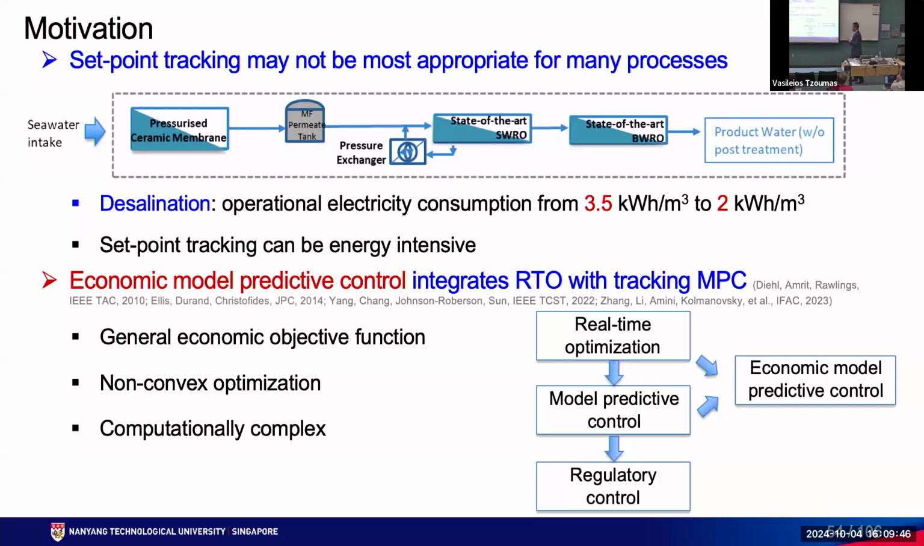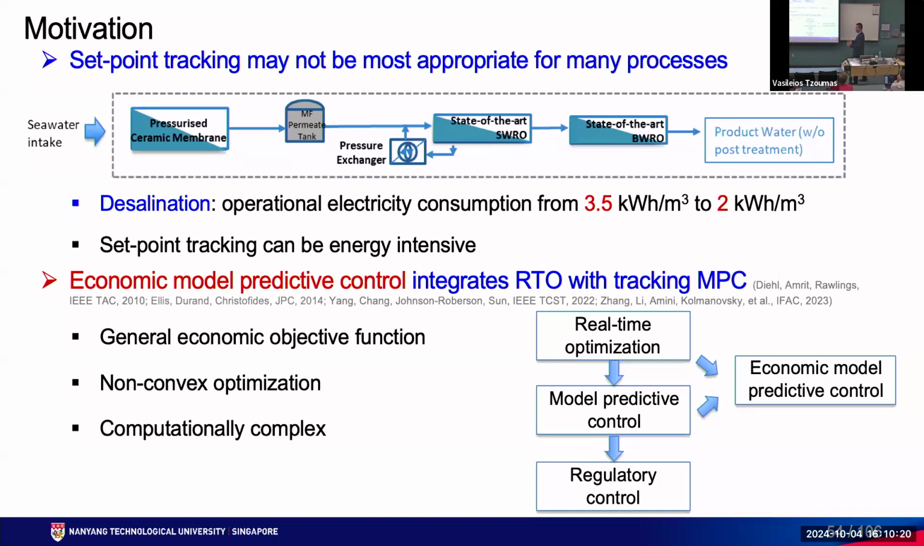So current practice is that it will consume 3.5 kilowatt per hour when we process 1 cubic meter of seawater. And the government's target is to reduce this number from 3.5 to 2. Two reasons. One is that people will still need to make some improvements on the hollow fiber membrane used to process the seawater. Another is that for the desalination process operation, believe it or not, they use either PID or they use open loop control.